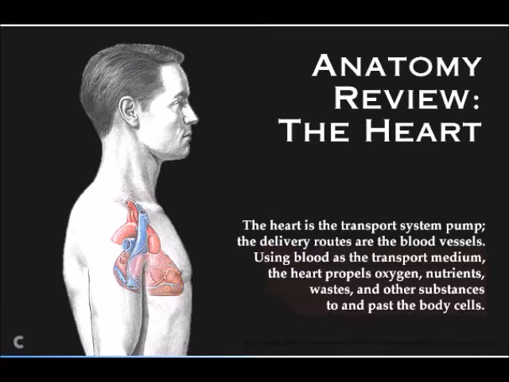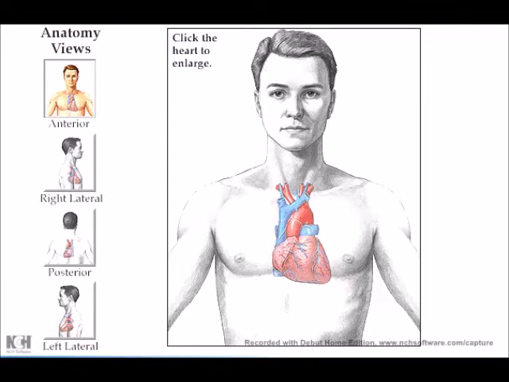The heart is the transport system pump. The delivery routes are the blood vessels. Using blood as the transport medium, the heart propels oxygen, nutrients, wastes, and other substances to and past the body cells. Choose an anatomy view, then click the heart to see an enlargement.